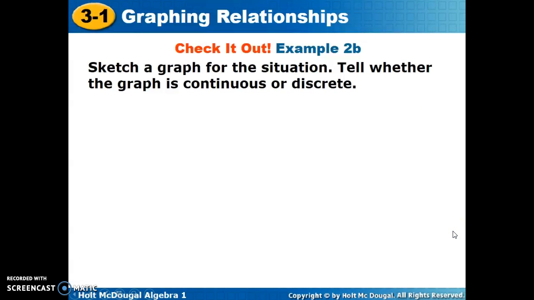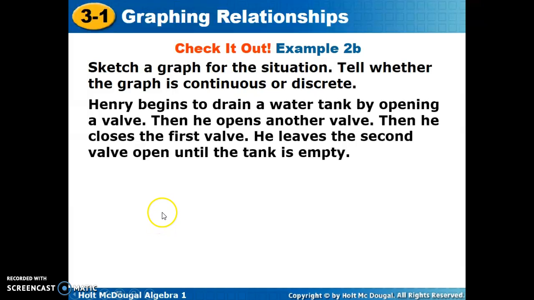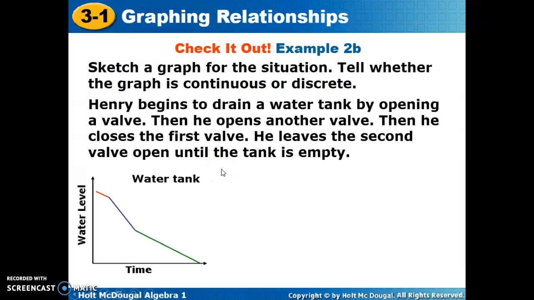Try Check It Out 2B and then come back to check your solution. Henry is going to drain a water tank by opening a valve. Then he opens another valve. Then he closes the first valve. He leaves the second valve open until the tank is empty.